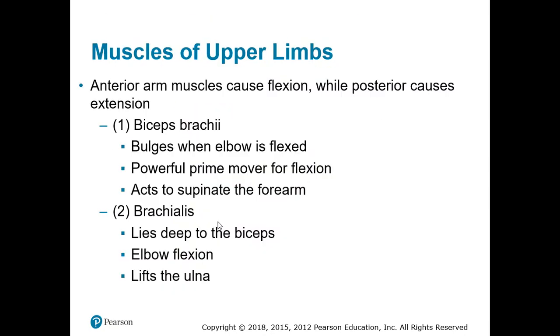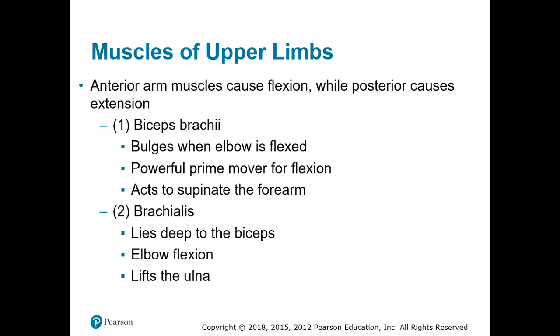Now that we've covered the trunk, the last part that we're going to cover is muscles of your upper limbs. Usually we're going to first talk about anterior and then we're going to talk about posterior. But one thing to note is that anterior muscles cause you to flex or decrease the angle between two bones, while posterior muscles tend to extend the arm and increase the angle between two bones.